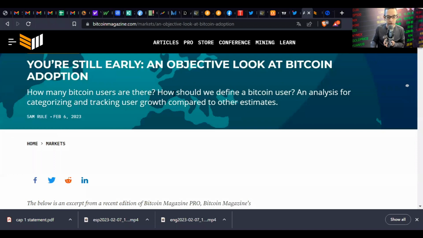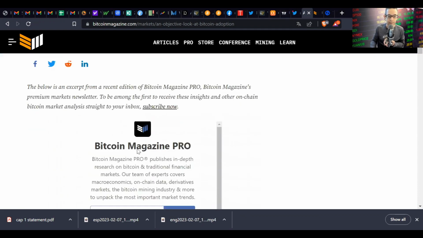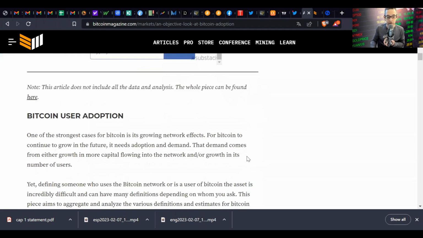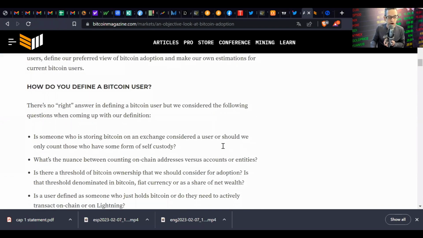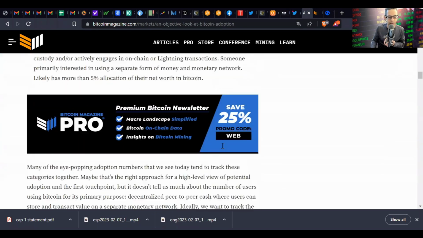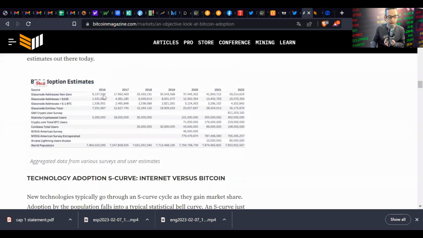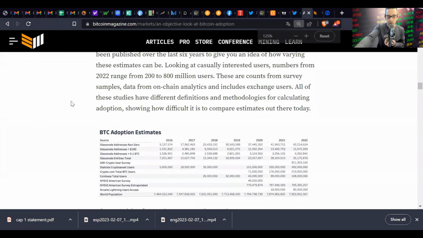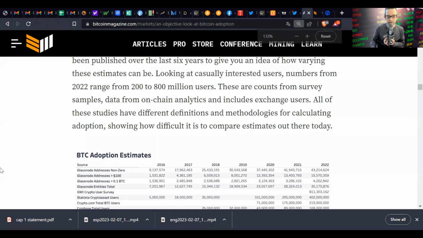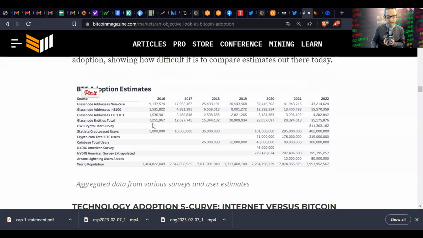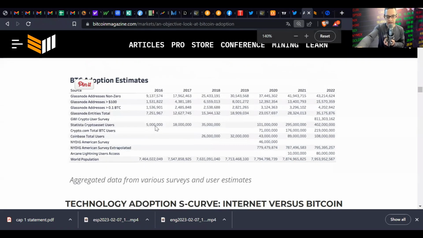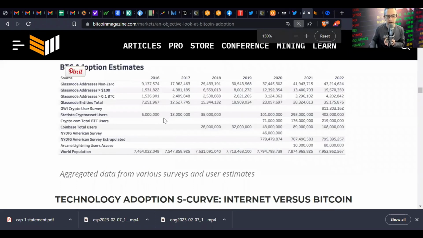How many Bitcoin users are there, and how should we define a Bitcoin user? And you're still early into adopting Bitcoin. Those concerns are answered pretty much in this chart that I'm going to show you right now. Let me see if I can zoom in, because some people would like me to zoom in as much as I can so they can see the actual information. I think that's as far as it's going to go.